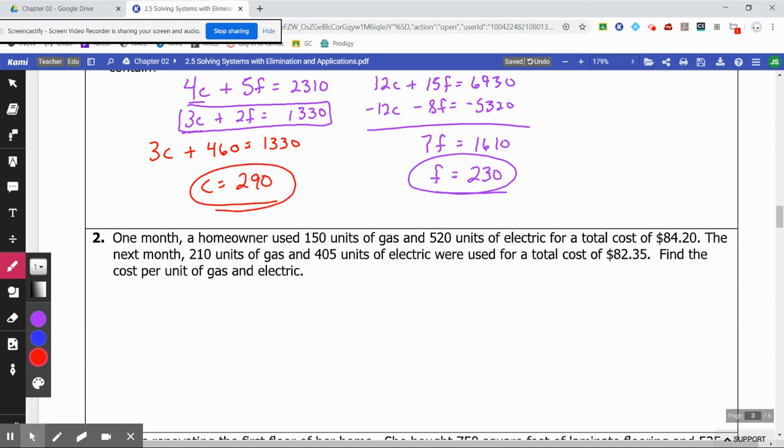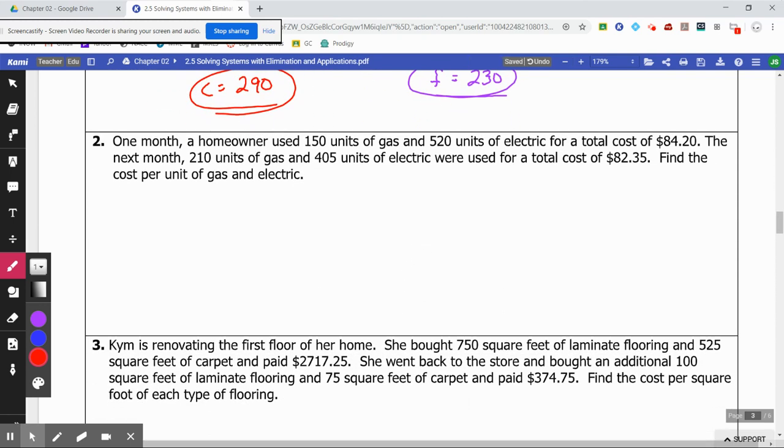290. Number 2, one month a homeowner used 150 units of gas, 520 units of electricity for a total cost of $84.20. The next month, 210 of gas, 405 of electric, was $82.35. Find the cost for gas, which will be G, and electric, which will be E.